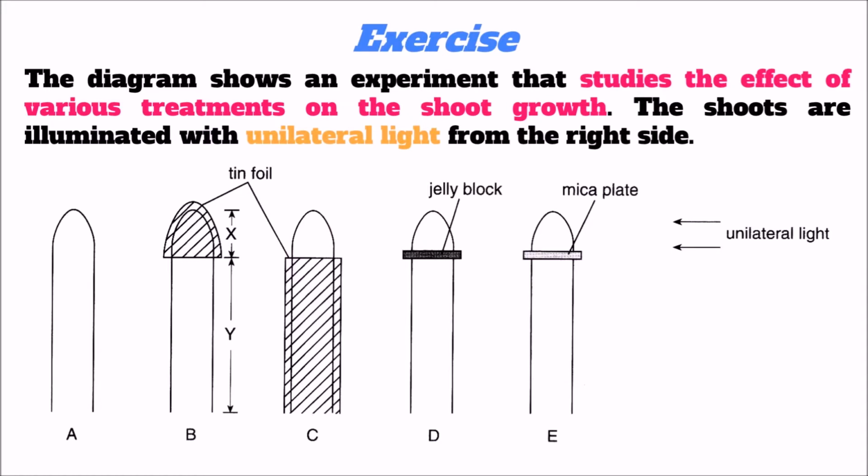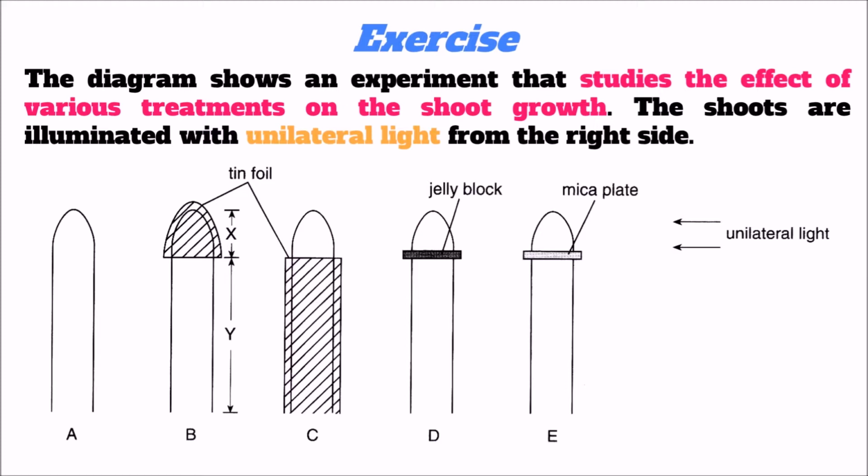Let's have an exercise to test what we learned from the guiding questions and start to think like a scientist. The diagram shows an experiment that studies the effect of various treatments on the shoot growth. The shoots are illuminated with the unilateral light from the right hand side. Obviously, the setup A is the control setup, which is used to compare with other setups to study the effect of various treatments on the shoot growth.